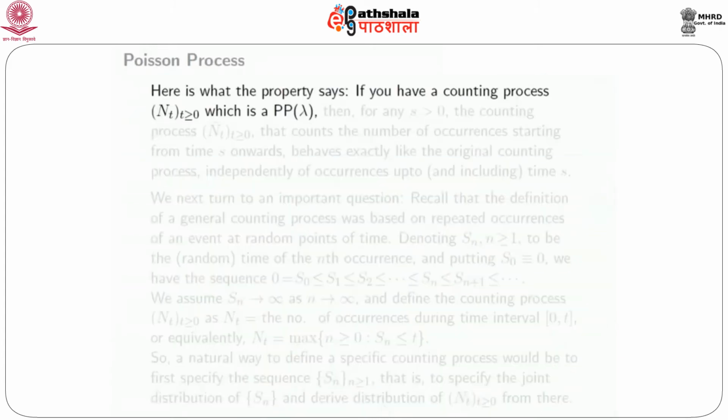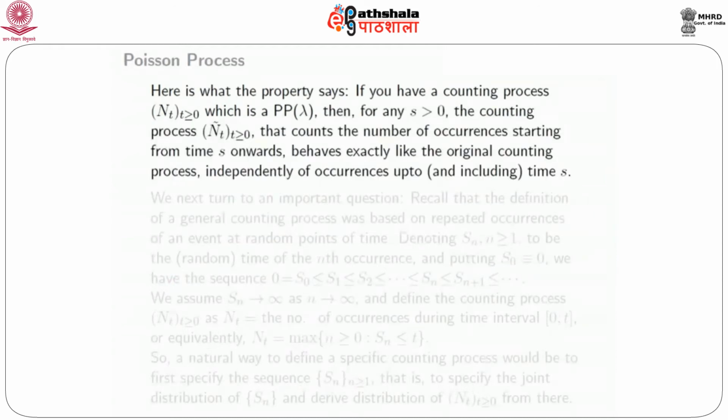Here is what this property that was just proved says. If you have a counting process Nt, which is a PP(lambda), then fix any s positive. For such an s, the counting process Ñt that we have defined counts the number of occurrences starting from time s onwards. That's exactly what it does. It's as if whatever has happened up to time s is not brought into the picture at all. Your time starts at time s, and you start counting the number of events from time s onwards. Then this process behaves exactly like the original counting process, and it's independent of the occurrences up to and including time s.